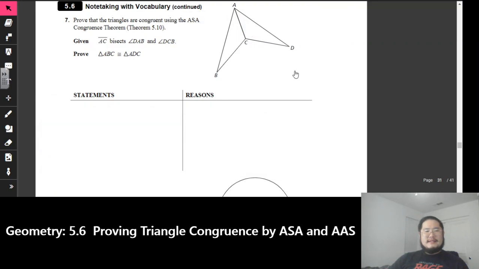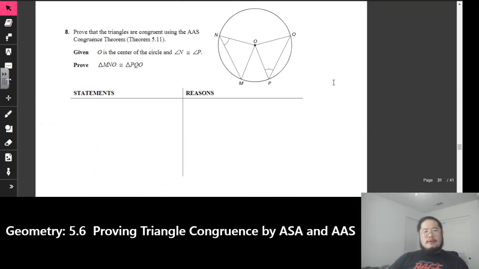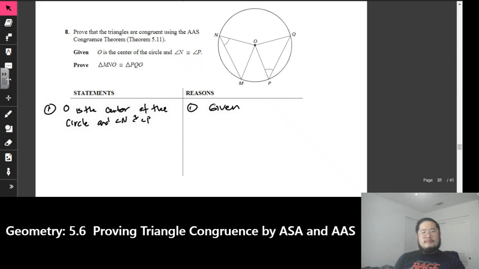Last one, number 8. We're going to prove that the triangles are congruent using angle, angle, side. Starts off right here. They say that O is the center of the circle and angle N is congruent to angle P. So let's go ahead right here, I'll put that down. Center of the circle and angle N is congruent to angle P. And so that right there is given.